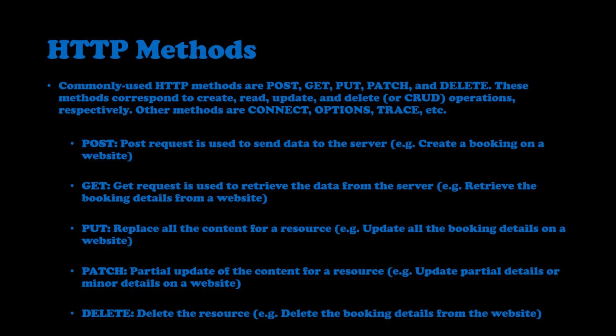Now my travel plans have changed, and I don't want to travel. I want to remove or cancel my booking. In that case, I want to delete the booking, so I can make use of a DELETE request. It is going to just delete the asked resource. So suppose there was a booking ID of 1. If I specify that in the DELETE request, it is going to delete the booking ID 1 and so on.